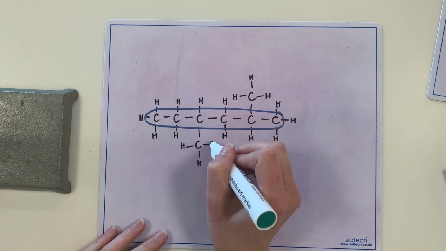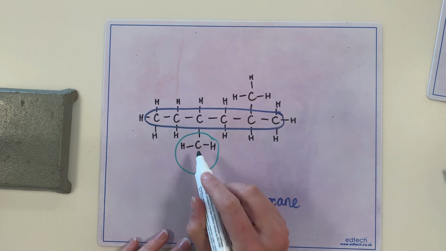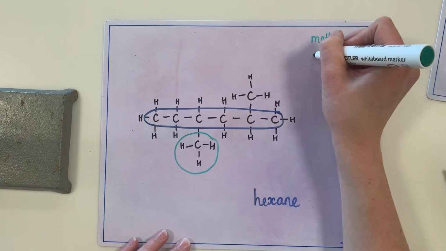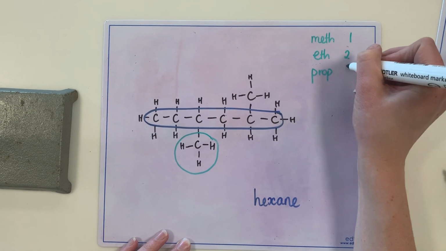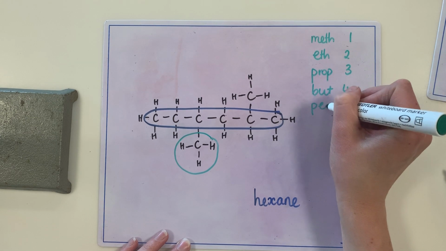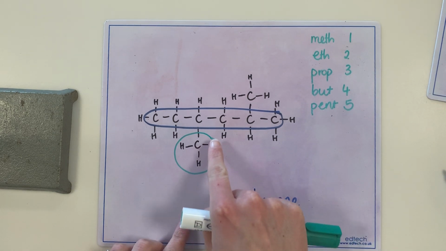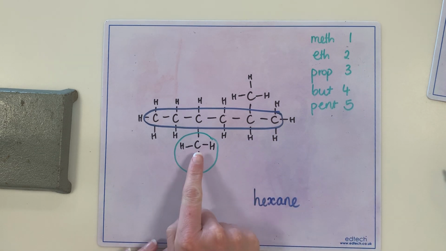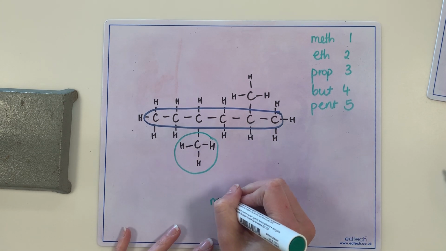So I can see here, this is a methyl group because it's got 1 carbon. So remembering meth for 1, eth for 2, prop 3, but 4, pent 5, and so on. So if that had been this just on its own with hydrogen, that would be methane, but as a side chain, it's methyl.